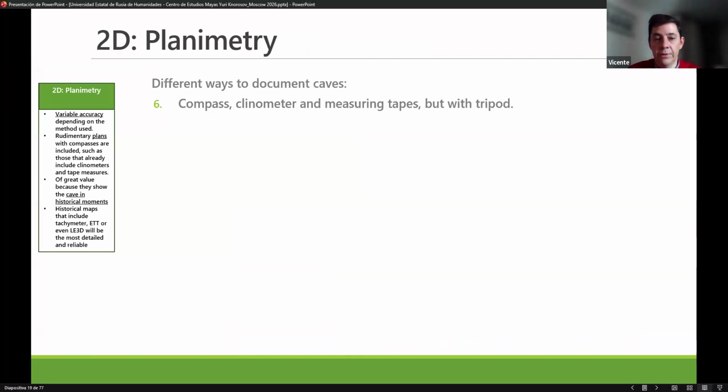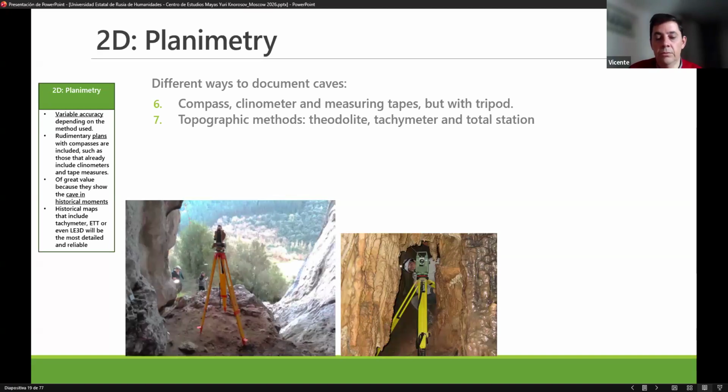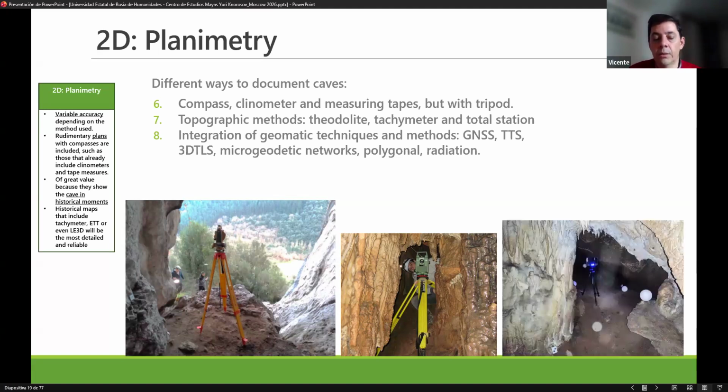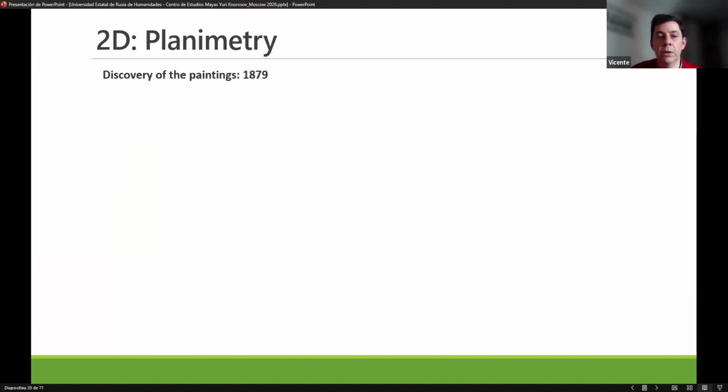Okay, so after this first dimension, the second dimension is planimetry. Planimetry is basically plans, traverses, with traditional methods, total station, and later with 3D terrestrial laser scanner. If accuracy is very important, you can use some microgeodetic networks, polygonal traverses, radiations. So the way of measuring caves and underground sites has varied as well in the last years. I'm going to show you an example.